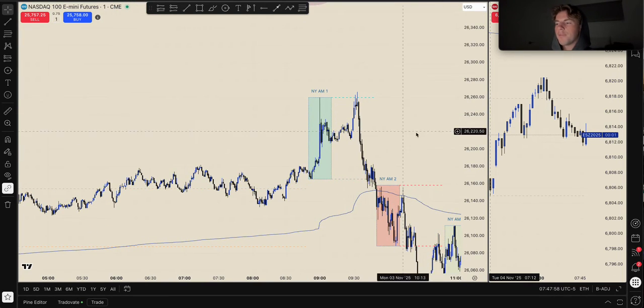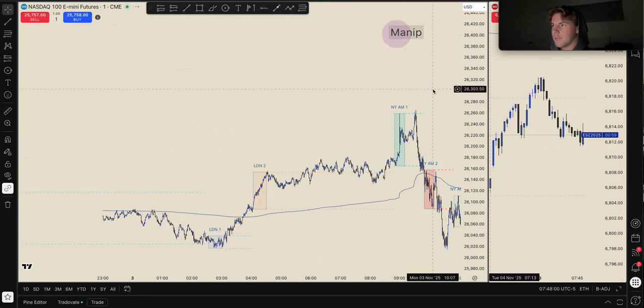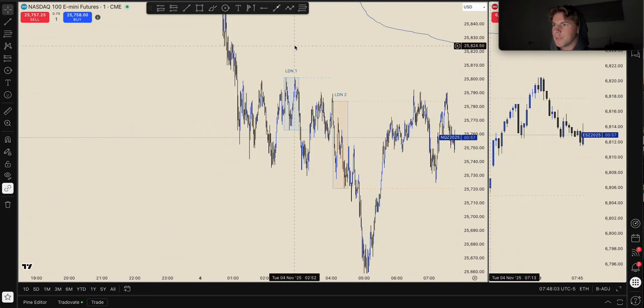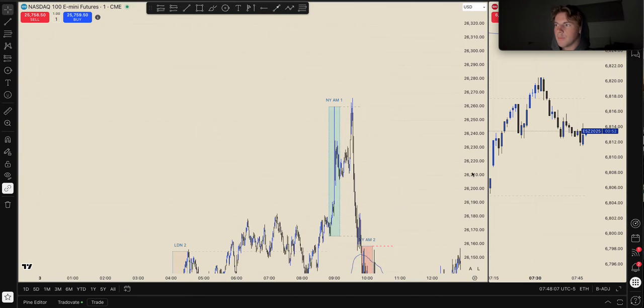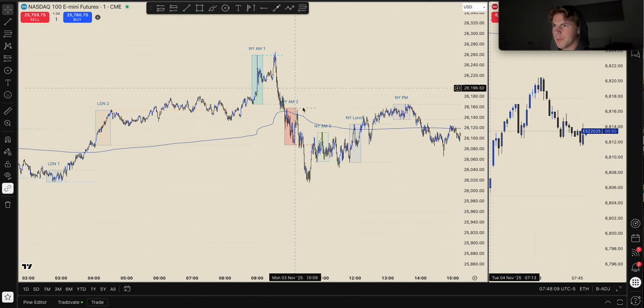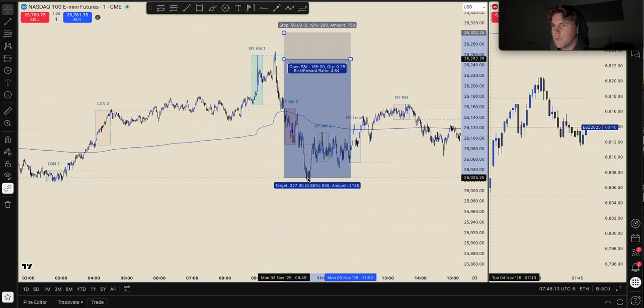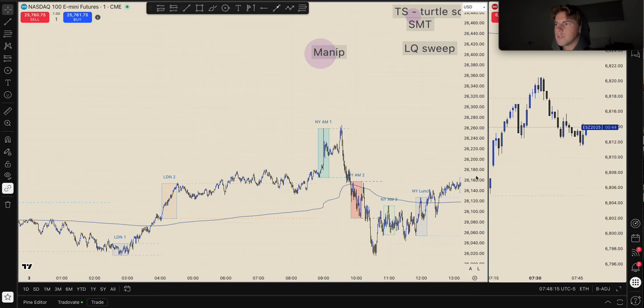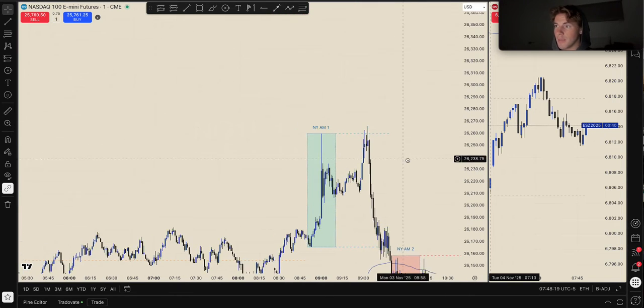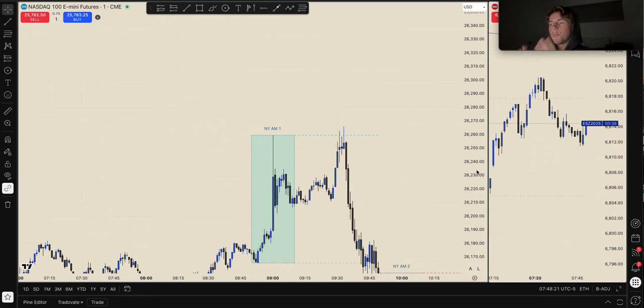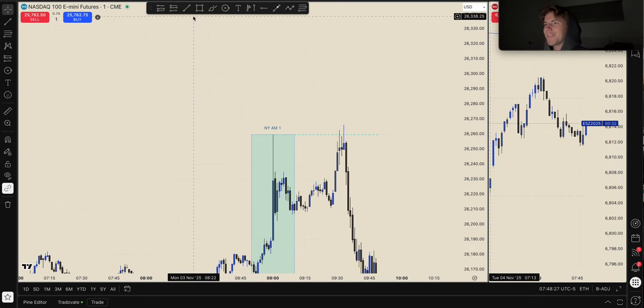Anyway, so this is what I'm basically going to be showing you today. Manipulation, how do we use it, and how do we print off it. Perfect example is literally, as you can see, let me reset the chart. This was literally yesterday. We had this move downward, a pretty big move, 230 points. Now, what do we see up here? This is the bread and butter. This is what I like to see. I did not take this, but I do like to see it.